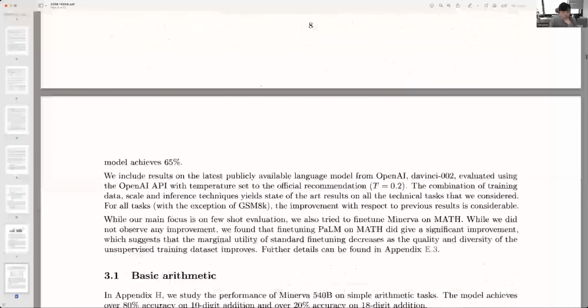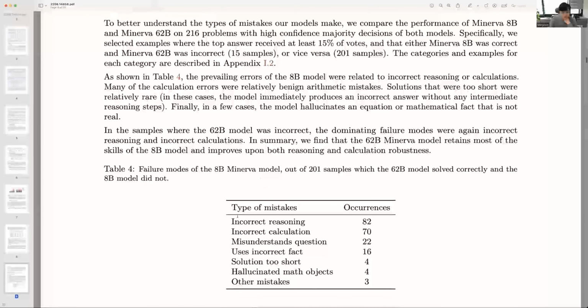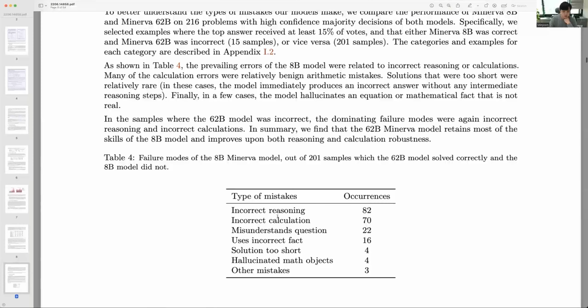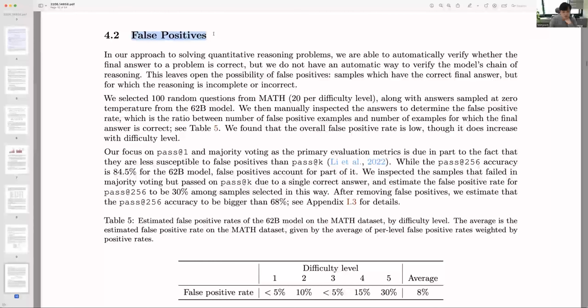Okay, so there are some other techniques, but I think they are relatively minor. They talk about the model mistakes too, but yeah, there is some incorrect reasoning, incorrect calculations, etc. You can take a look at that too. They also talk about false positives. It's interesting. What they're saying is that the model has a false positive if the answer is correct, but the explanation is wrong. So it might happen more often with a multiple choice question, right? Because there's a 20% chance to get a multiple choice question correct, but then it's not clear if the explanation is correct.